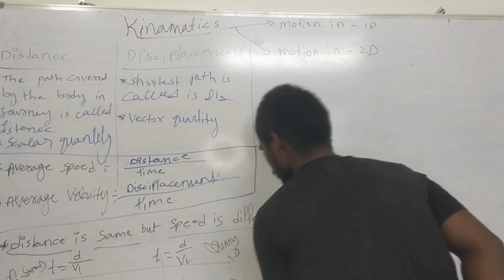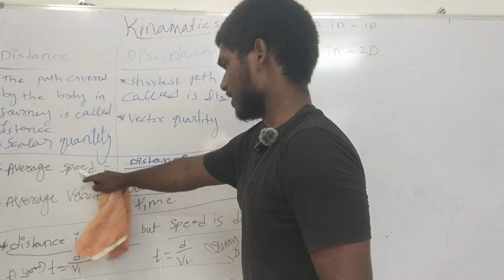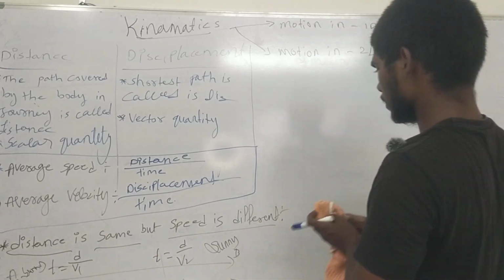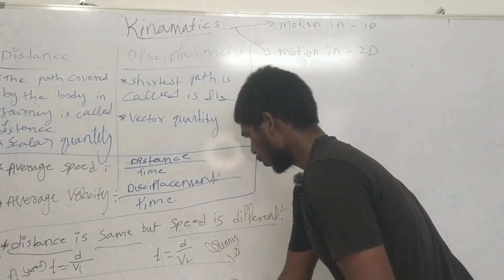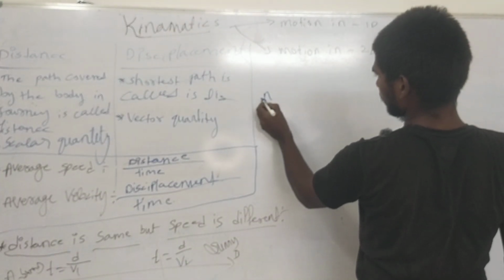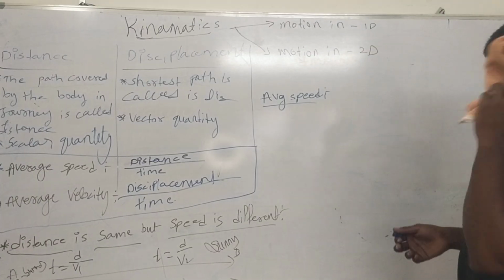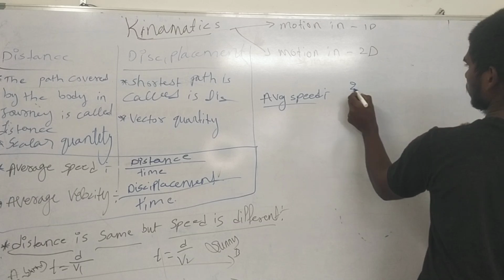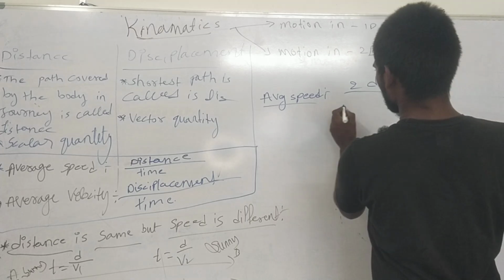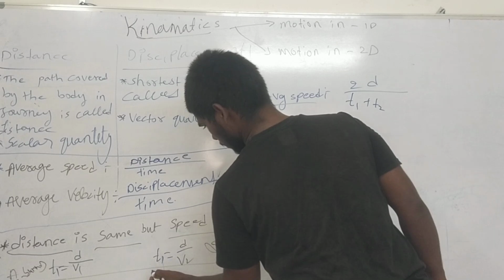Let's use the general formula. I am asking for average speed. First tell me, what is the total distance? This is D and D, so 2D. And what is the time? That is T and this is T. Assume T1 plus T2, and this is T2.